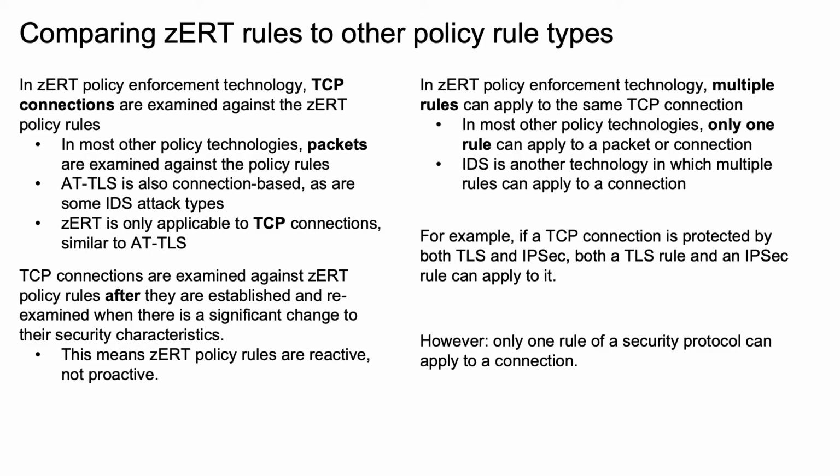For example, if a connection is protected using both TLS and IPsec, then it is examined against the list of TLS rules and against the IPsec rules. The first rule in each of those lists that applies to the connection is used to determine actions for that connection. This means that in ZERT, the order of rules within a security protocol is significant, but the order of rules between security protocols is not.